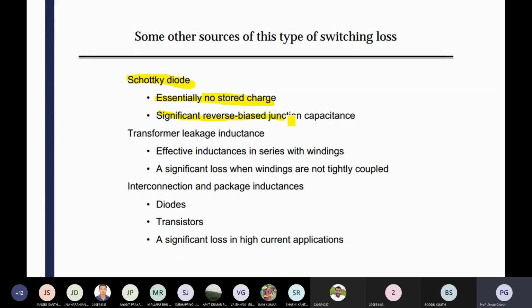What are the most important features of the other devices? The transformer leakage inductance. It is an effective inductance in series with your winding, that is the source inductance. In any electronic circuit that you use, there is that source inductance. It comes due to the isolation transformer, and you have considered that series component in your circuit.